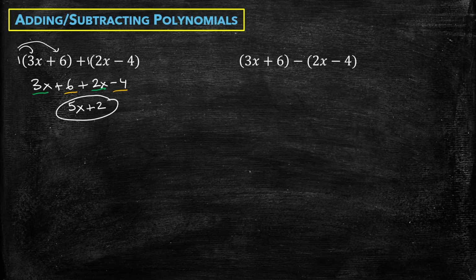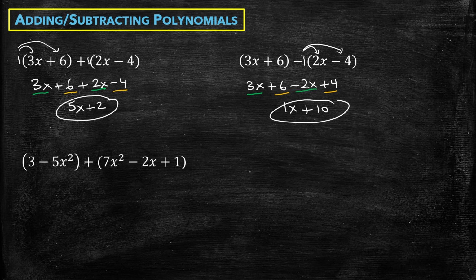Now it matters that you think about what's in front, especially of the second binomial. There's a minus 1 there, because that is going to be distributed in order to remove the parentheses. So 3x plus 6 minus 2x. Negative 1 times negative 4 is plus 4. And again, if we combine like terms, 3x minus 2x would be just 1x. You don't have to write the 1, but you can. And then 6 and 4 would be plus 10.